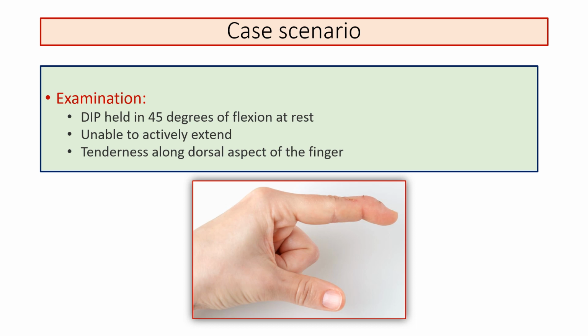It was observed that there is 45 degrees flexion of the distal interphalangeal joint of the finger and inability to actively extend the distal interphalangeal joint, and there is tenderness along the dorsal aspect of the finger. These are the observations of the examining doctor.